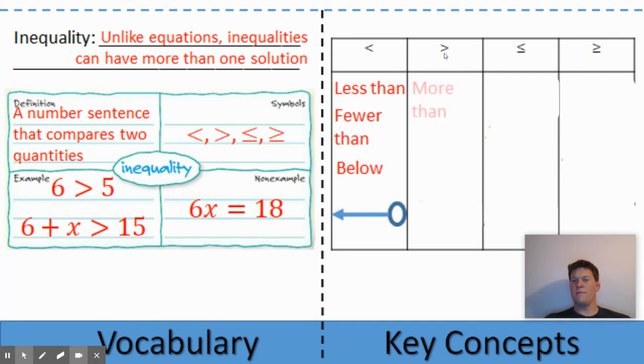For greater than, we could call it more than, greater than, or we could call it above. And just like our less than symbol, it's going to be an open circle, but this time it's pointing towards the right.